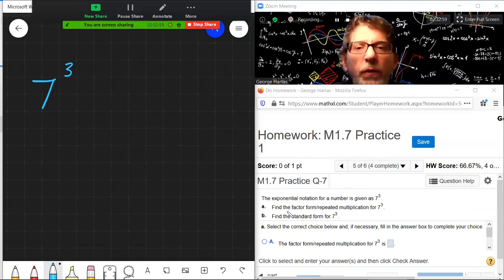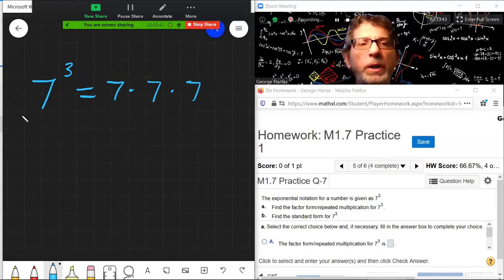Let's do part A. Find the factored form of 7 to the 3rd. Now they use the phrase repeated multiplication, which is what factored form is, right? Earlier we saw 8 times 8 times 8 times 8 is factored form, but it's really repeated multiplication. So what they want you to do here is take 7 to the 3rd and just simply rewrite it in factored form. Well, we know how to do that. 7 is the number we want, but we have to repeat it 3 times with multiplication.